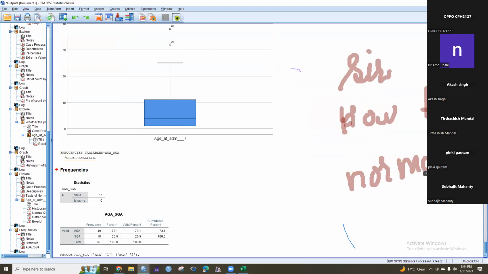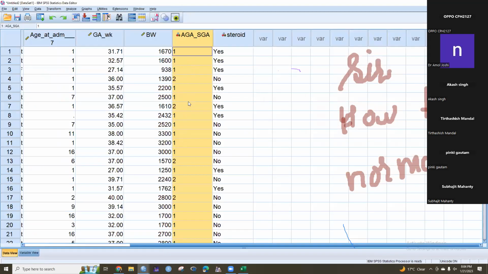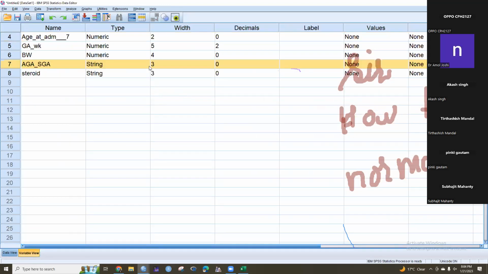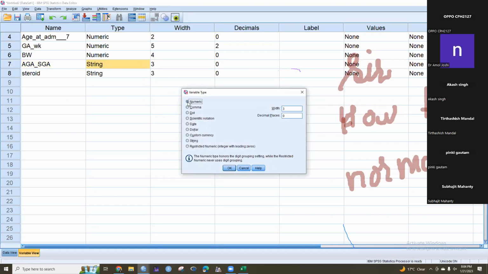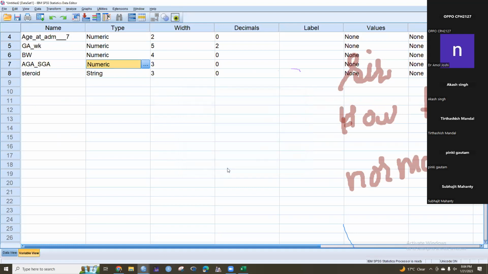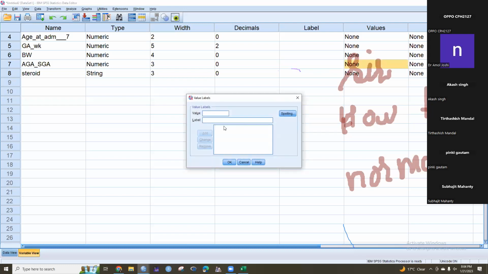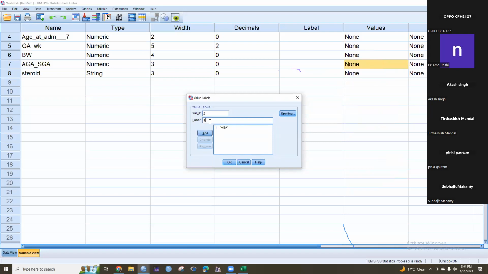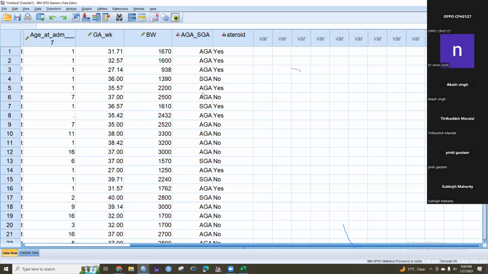Now what it will do is convert this AG and SGA into a numeric variable. After this, I can convert this into the numeric, after this only, remember. Then in the label, I will go here in the values, 1 and I will write AGA, add, and 2, I will write SGA, add, and click OK. So you can see now it is AG and SGA again, and this is numeric nominal data, we can say.